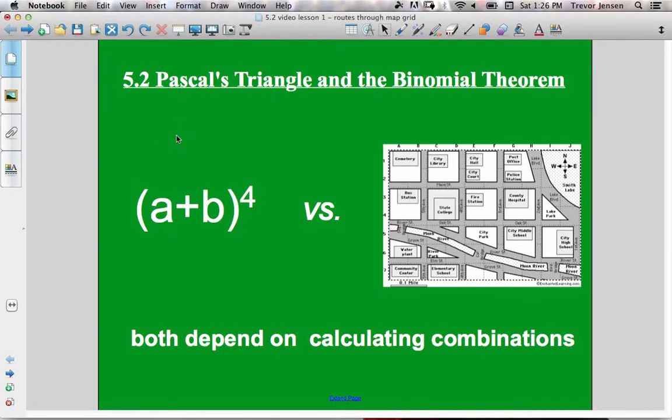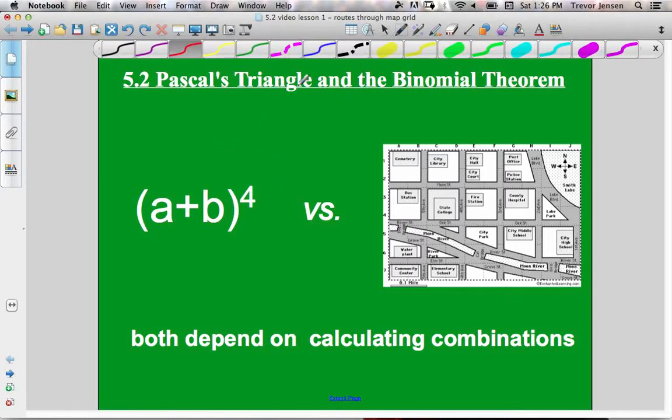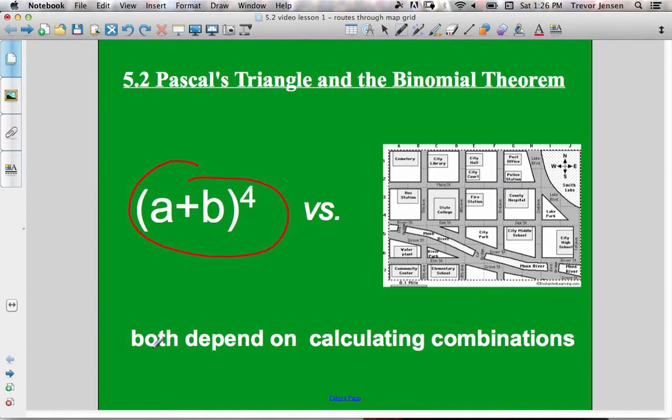Okay, here's just a quick tutorial on the first part of section 5.2 in our textbook. Section 5.2 can be divided into two parts. One part teaches you how to expand binomials using combinations. So I'll do that in the second part of the lesson.